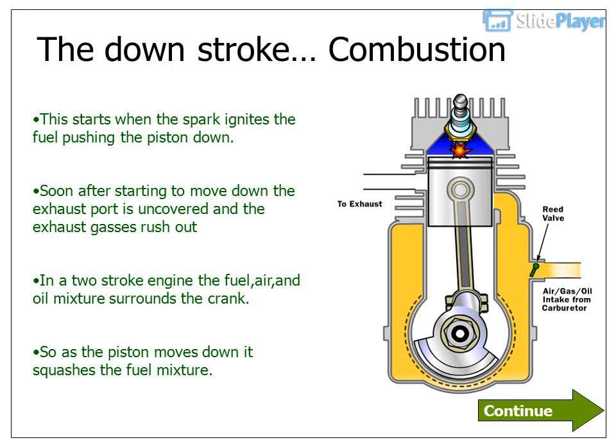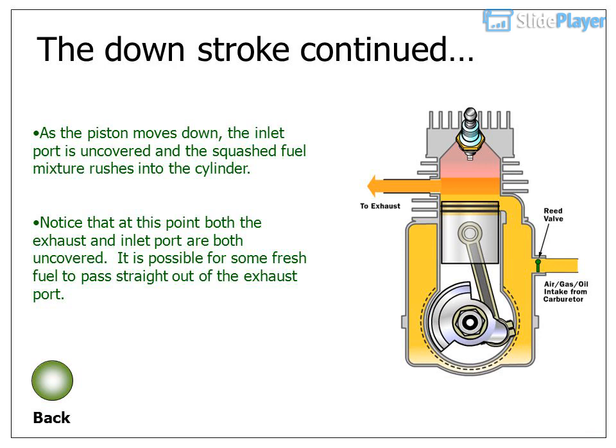The downstroke continued. As the piston moves down, the inlet port is uncovered and the squashed fuel mixture rushes into the cylinder. Notice that at this point both the exhaust and inlet ports are uncovered. It is possible for some fresh fuel to pass straight out of the exhaust port.